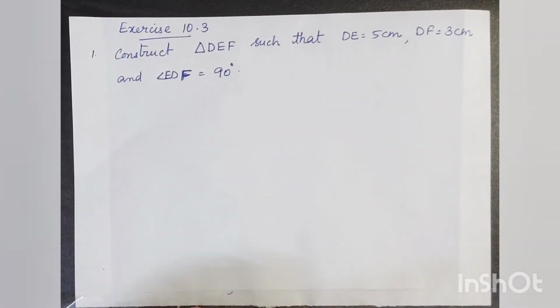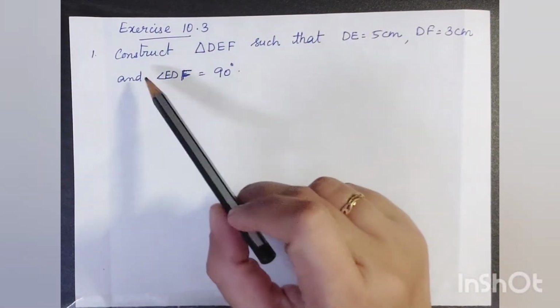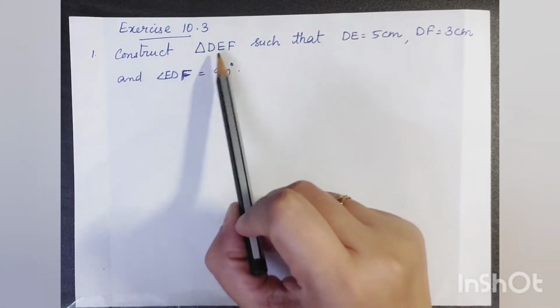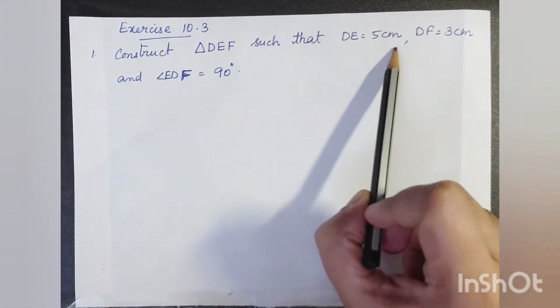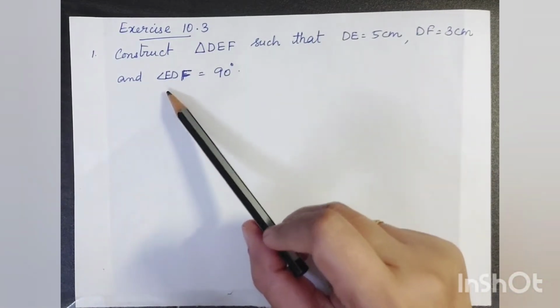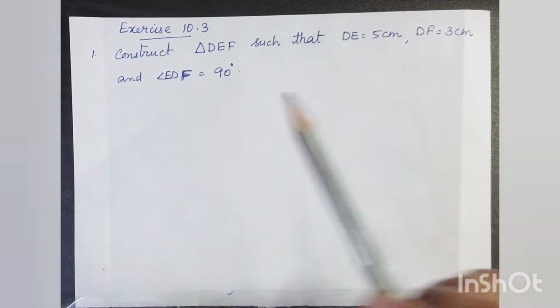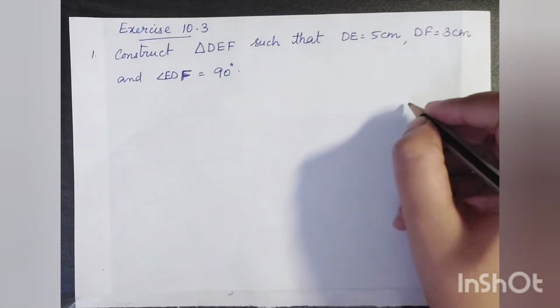This is Ranjini, and in this video we are going to solve exercise number 10.3 of chapter 10, that is practical geometry. Okay, so let's see what is the first question. First question is construct triangle DEF such that DE is equal to 5 centimeter, DF is equal to 3 centimeter and angle EDF is equal to 90 degree. Okay, so let's draw a rough diagram.